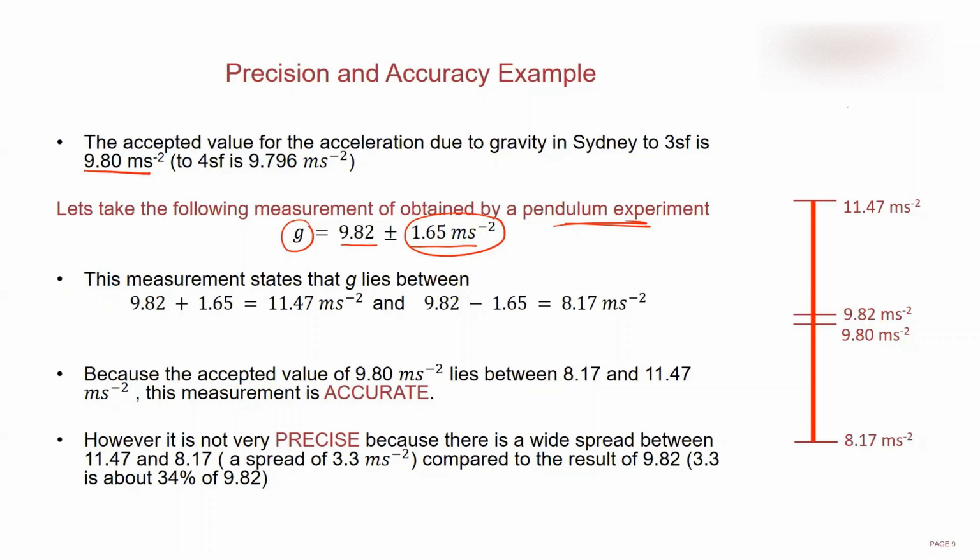The range of the measurement we can find out: 9.82 plus 1.65 and 9.82 minus 1.65. So the range is between these two. We can say that 9.8 m/s², which is our true value, is within the range. So the measurements are accurate, but they are not precise. Why is that? The spread of the measured values is not close together. We have twice this 1.65 as the spread, so we can say the measurements are accurate but not precise.